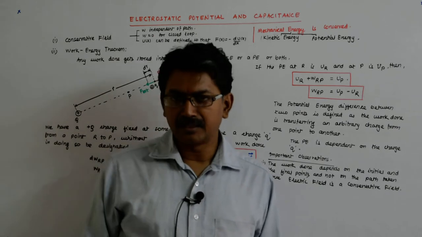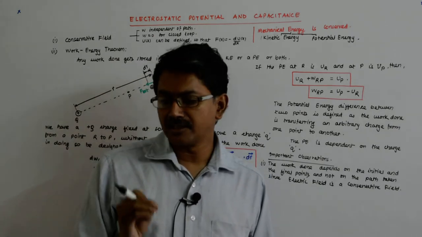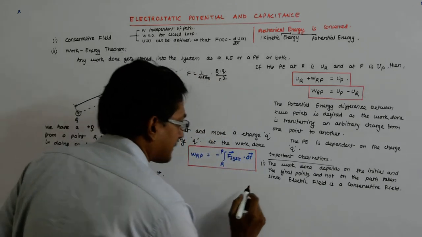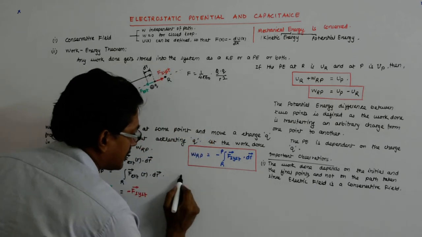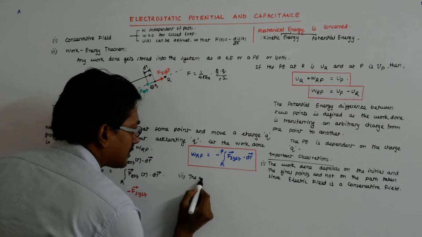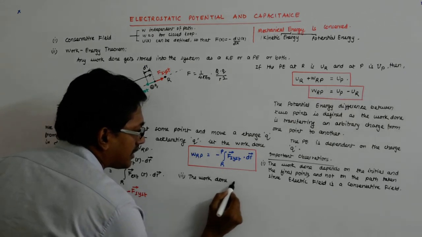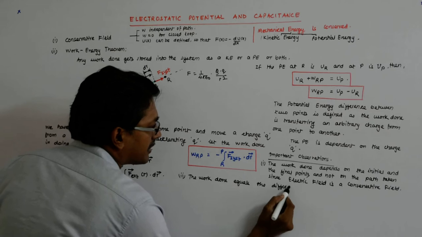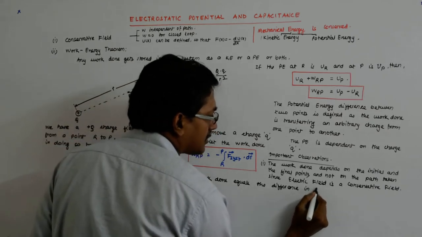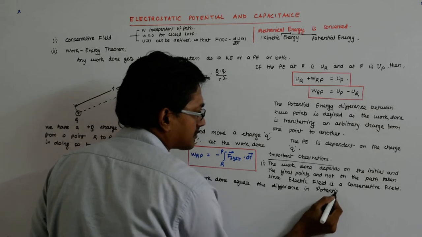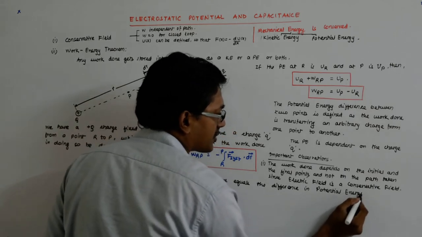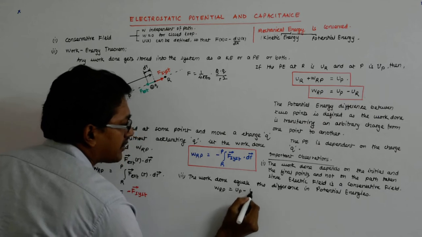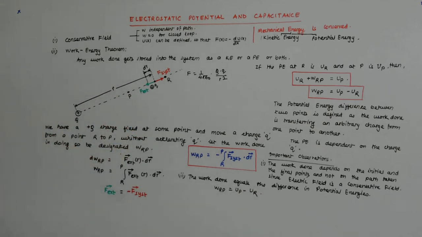Now, the work done is equal to the difference in the potential energies, right? Fine. Now, I'm making this observation here. Number two, the work done equals the difference in potential energies. So I know that W_RP is equal to U_P minus U_R. Fine. Okay.